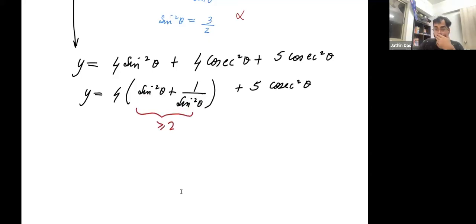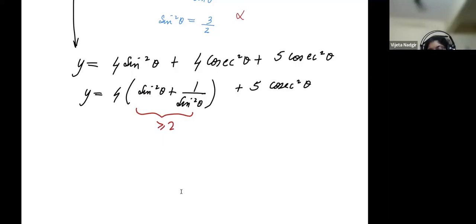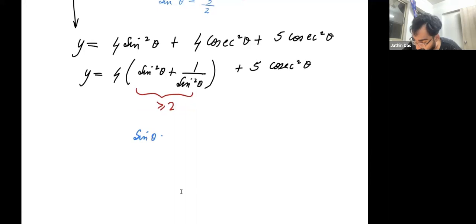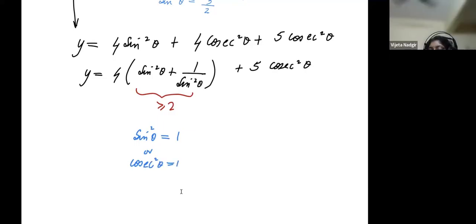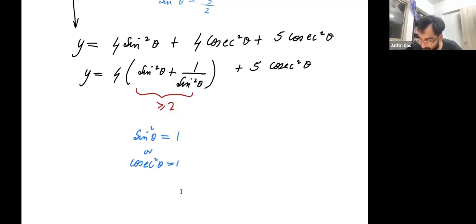So can I say this is greater than or equal to 2? The whole bracket is greater than or equal to 2. When will it happen? When sin square theta is equal to 1, or cosec square theta is equal to 1. Correct or no? Either way you can think: sin raised to 4 theta is 1 or cosec raised to 4 theta is 1. If cosec raised to 4 theta is 1, can I say cosec square theta is also 1?